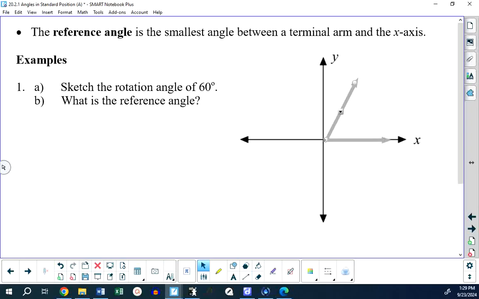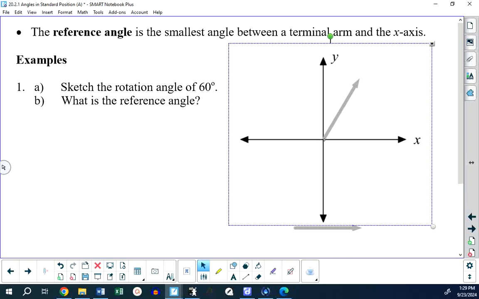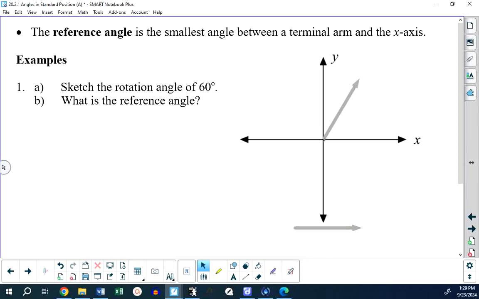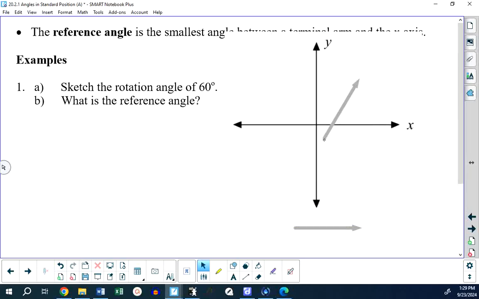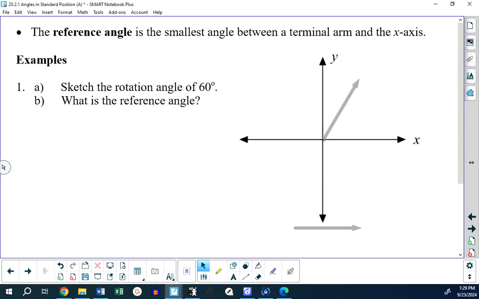Okay? What I'm telling you is, I don't think we need to draw the initial arm all the time. We all know where the initial arm is. It's on the positive x-axis. So I think what you need to draw, and we're not going to get out the protractors, is a terminal arm that looks like that. And we're going to label this rotation angle as theta equals 60 degrees.